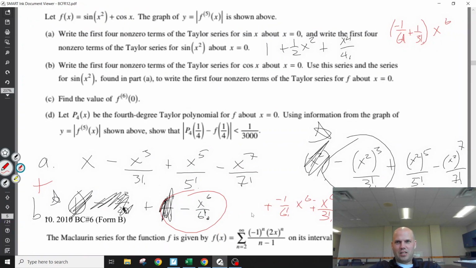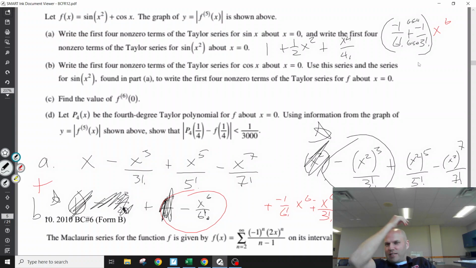I don't think you're expected to do this. I like what I did here, which is saying I have to add these two. I got negative 1 over 6 factorial plus negative 1 over 3 factorial as the coefficient for x to the 6th. Now, what they did is they needed a common denominator. How do you get a common denominator? You need to turn 3 factorial into 6 factorial. You multiply by 6 by 5 by 4. 6 times 5 times 4, and that gives you negative 121 over 6 factorial.